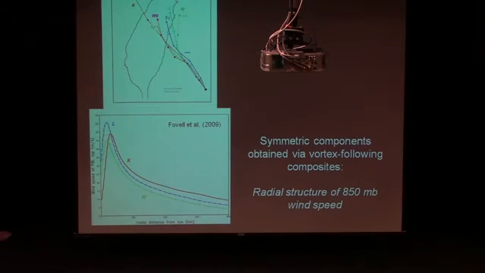and this picture at the bottom here is part of the reason. What we've done is we created these symmetric components obtained via vortex following composites. So these represent the radial structure of the 850 millibar wind speed. This is radial distance from the eye out several hundred kilometers. This is the wind speed, and for three of these tracks, these are the wind components, okay? And of course, there's difference with respect to intensity here, but what we were focusing on is the wind field at relatively large radius that controls the advection of planetary vorticity and thus the beta drift of these particular cases.